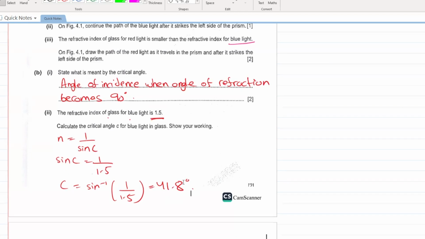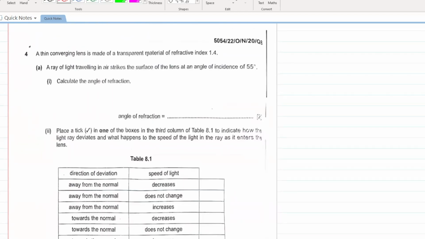Let's further move ahead. A thin converging lens is made of transparent material of refractive index 1.5. This is your refractive index. A ray of light traveling in air strikes the surface of the lens at an angle of incidence 55 degree. This is your angle of incidence. Calculate the angle of refraction.